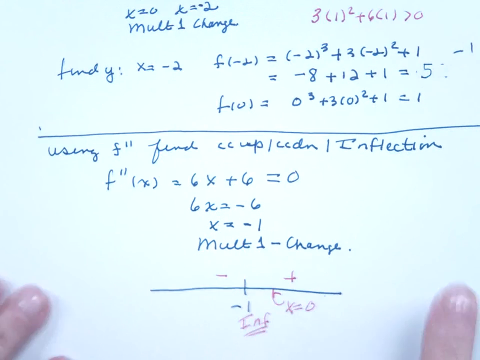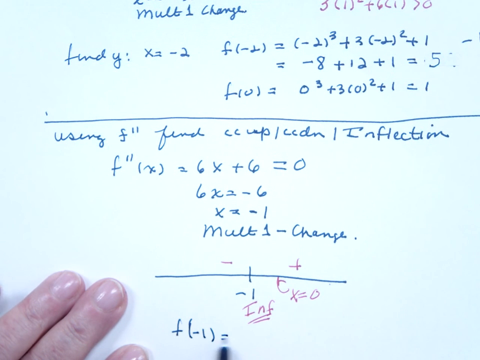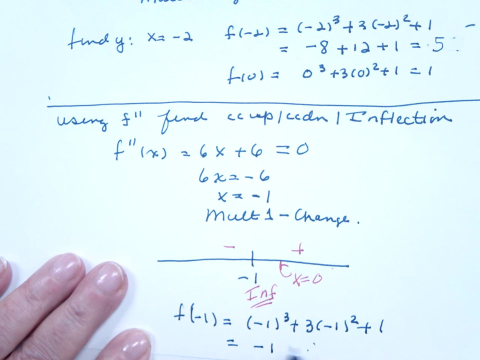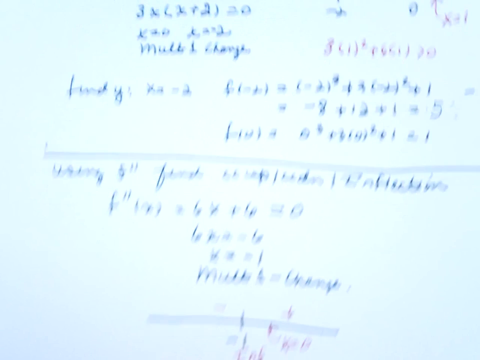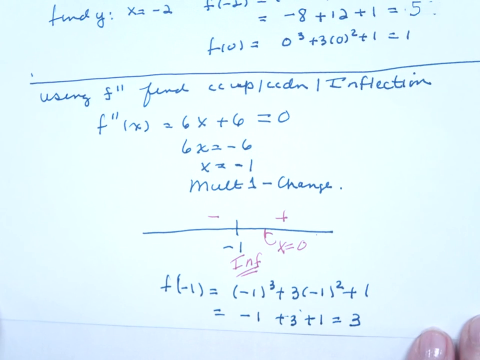And now I need the y value, which is f of negative 1. See if I can screw this up. Minus 1 cubed plus 3 times minus 1 squared plus 1 is minus 1 plus 3 plus 1, that's 3. So the y value, come back up here, is 3. Any questions?